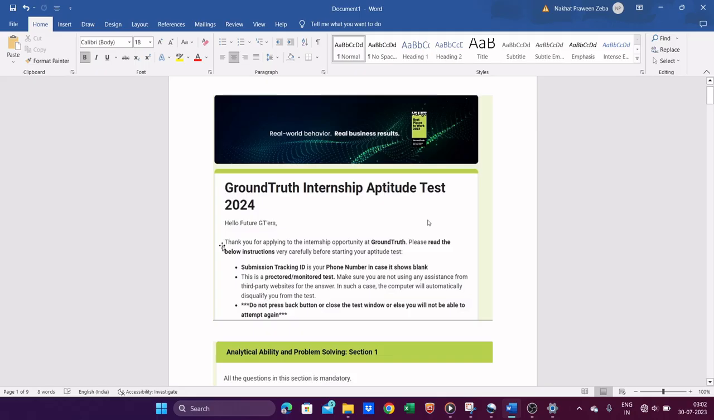As you can see here, you can read out all the instructions. It is simple, and obviously it will be monitored, so you need to be careful while giving the test, as everybody guides. Okay, so now let's talk about the questions.